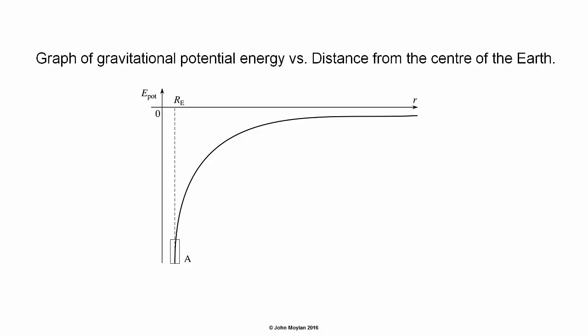The box A represents the near-Earth surface environment, where the formula E subscript P equals mgh, which is an approximation, is reasonably accurate, as in the area covered by the box A, the variation in g from the Earth's surface is minimal.